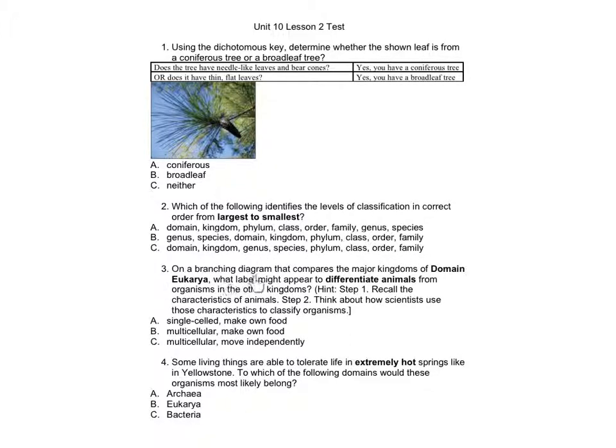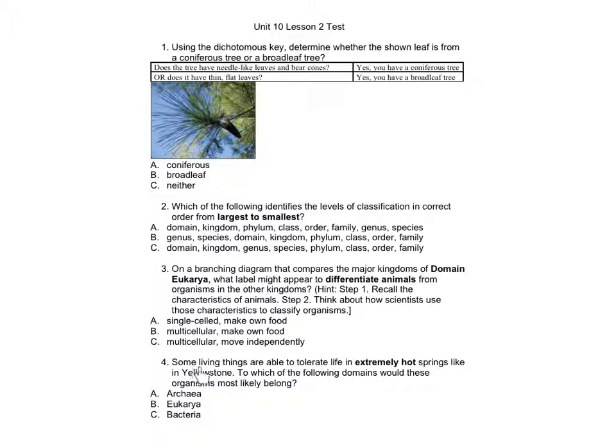Number 3. On a branching diagram that compares the major kingdoms of domain Eukarya, what label might appear to differentiate animals from organisms in the other kingdoms? Hint, Step 1. Recall the characteristics of animals. Step 2. Think about how scientists use those characteristics to classify organisms. A. Single-celled, make own food. B. Multicellular, make own food. C. Multicellular, move independently.